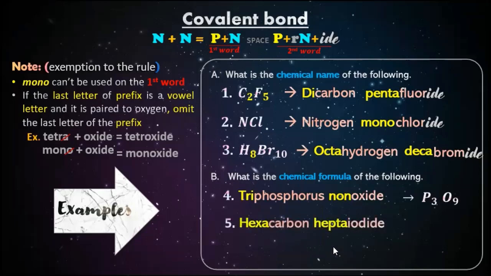Next example, we have hexacarbon heptaiodide. So again, carbon, symbol for C, and hexa is 6, so C6. Heptaiodide, iodide is I, and prefix is 7. Hepta is 7. Last example, fluorine monoxide. The answer is FO. And that ends our discussion.